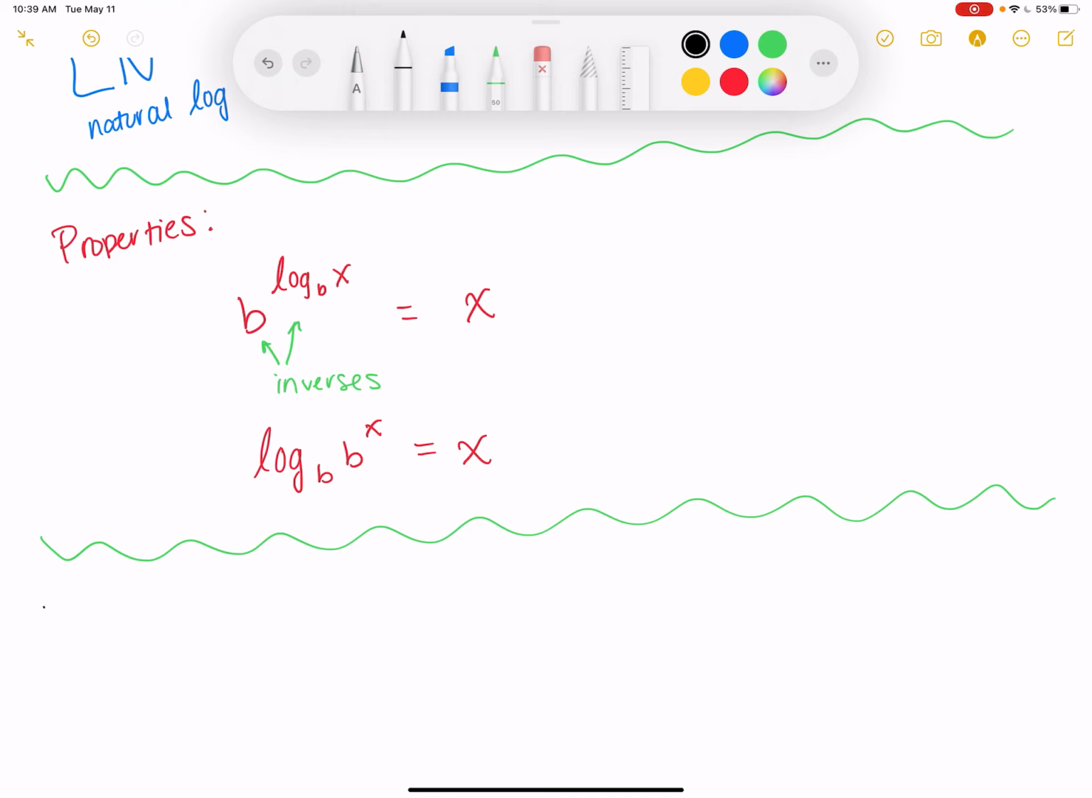Starting with problems. Number 4, log base 7 of 343 is equal to 3. These say to rewrite the equation in exponential form.